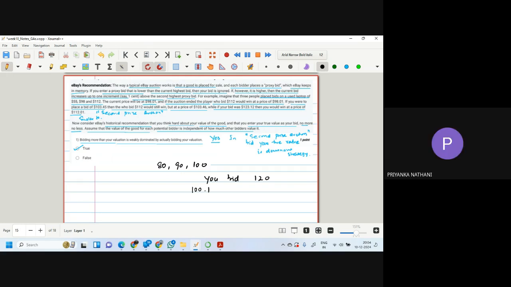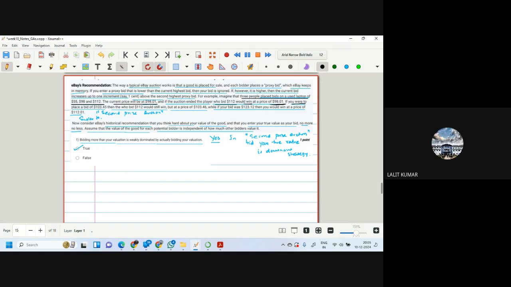If you enter a proxy bid that is lower than the current highest bid, then your bid is ignored. However, if higher than the current bid, it increases up to the increment. They have given an example: three people placed bids on a used laptop, 55, 98, and 112. The current price will be 98.01, so it is like a second price auction. If the auction ended, the player who bid 112 will win, but he will pay only 98.01.